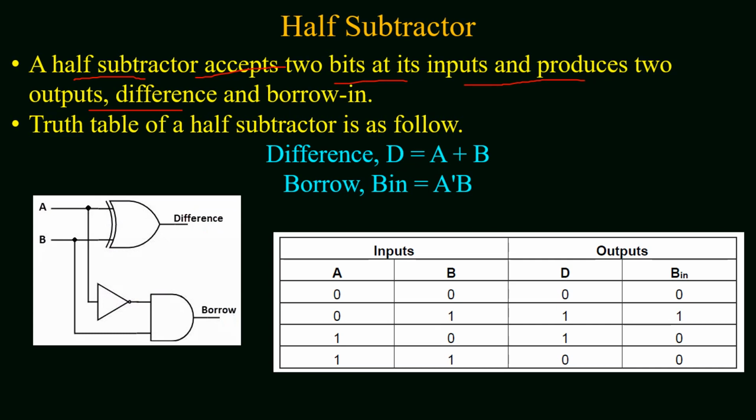The truth table for the half subtractor circuit is shown, and the equation for difference is equal to A exclusive or B, and for the borrow it is A prime dot B.